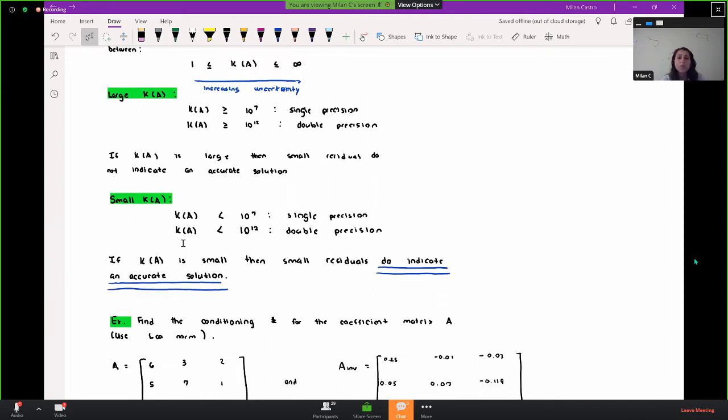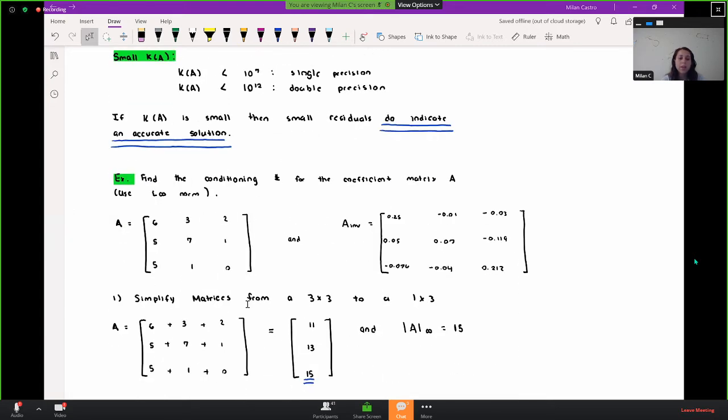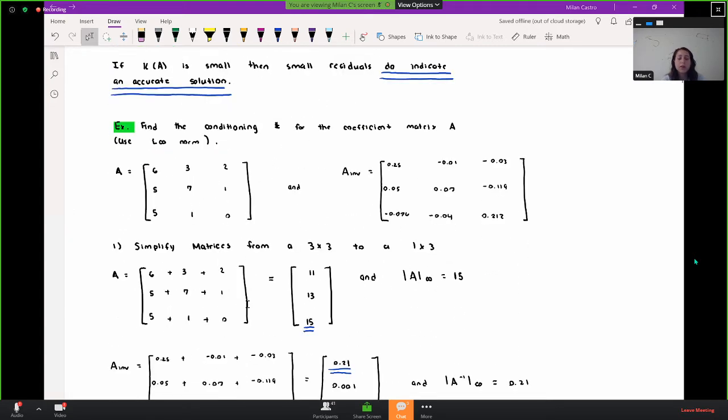Mainly on the exam, though, we're going to be focusing on small conditioning numbers. Basically, small conditioning numbers are anything less than 10 to the 7 for single precision and anything less than 10 to the 12 for double. So if Ka is small, then small residuals do indicate an accurate solution. So that's awesome.